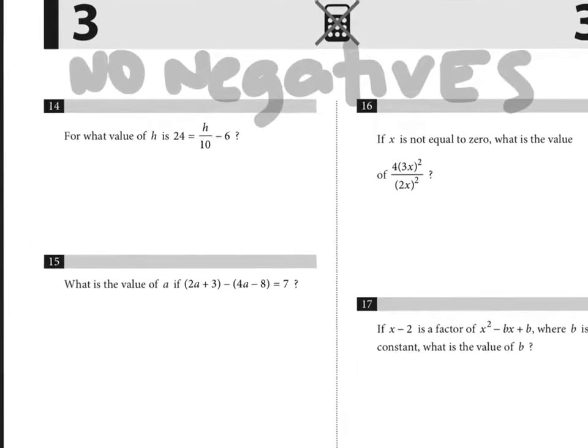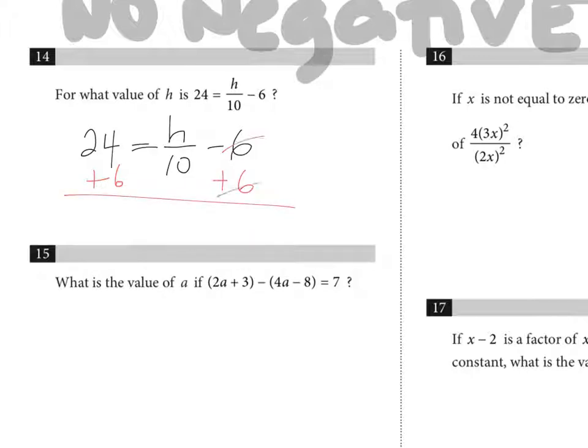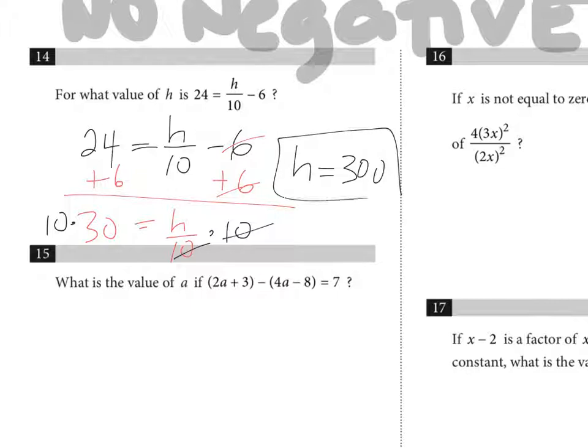Number 14, for what value of h is 24 equals h over 10 minus 6? Well, we're going to solve this equation for letter h. The first thing we're going to do is add 6 to both sides. So here we're going to have 24 plus 6, which is 30. That equals h over 10. And now to solve for h, since we have h divided by 10, we're just going to simply multiply both sides by 10. So in this case, h is equal to 300.